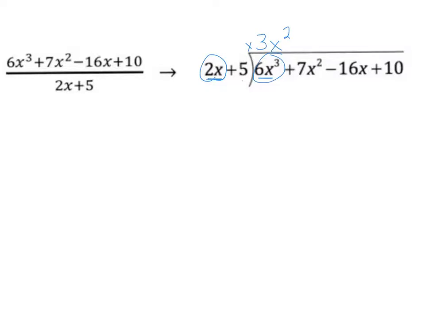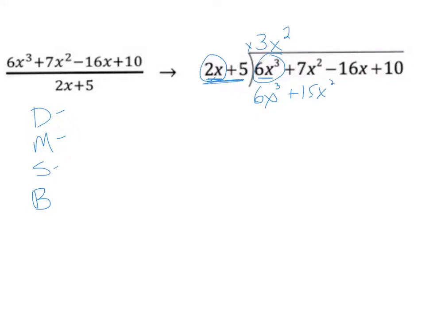Don't forget our mnemonic: dead monkeys smell bad. I mean, they definitely don't smell good, right? So we just divided to get the 3x squared. Now we're going to multiply 3x squared times the entire thing. So 3x squared times 2x is 6x cubed. And 3x squared times 5 is 15x squared.